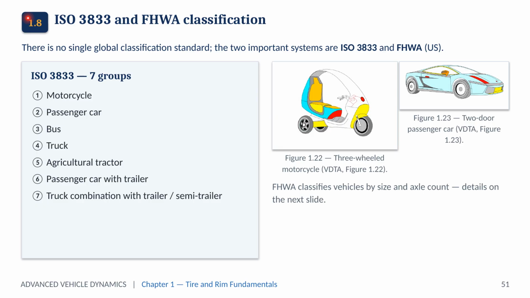The first thing to know is that there is no single global classification standard. The two most important systems are ISO 3833 and the American FHWA. Under ISO 3833, vehicles fall into 7 groups: motorcycles, passenger cars, buses, trucks, agricultural tractors, passenger cars with a trailer, and truck combinations with a trailer or semi-trailer. Figure 1.22 shows a 3-wheeled motorcycle, and Figure 1.23 a 2-door passenger car. FHWA instead classifies vehicles by size and axle count, which we look at on the next slide.